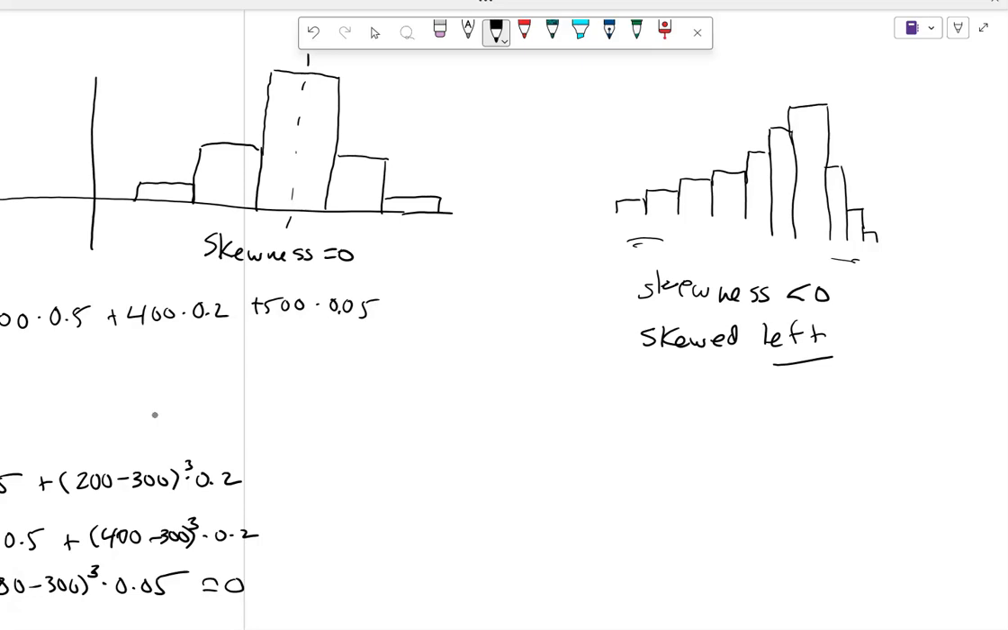Notice if I look at where this would peak out here, my mean gets pulled to the left. That's what's getting skewed, is the mean's getting pulled down from the high point. The reverse image would be positive skewness and skewed right. We'll come back to those pictures later on when we do continuous distributions, where we can see the picture a little bit better than me trying to draw a bunch of rectangles like that.